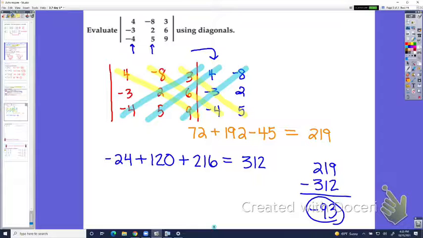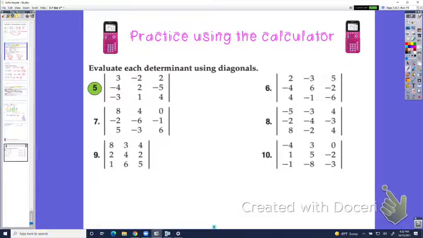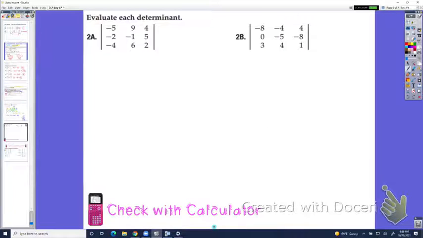So you can try the next 2. So try this by using diagonals. And then finally, I'm going to show you how to type this on the calculator. So hopefully you pause the video, you're giving these a try. After that, and after I show you on the calculator, I want you to do 5, 6, 7, 8, 9, 10. Just practicing using that on the calculator or diagonals. And I'm going to show you 2A here on the calculator.